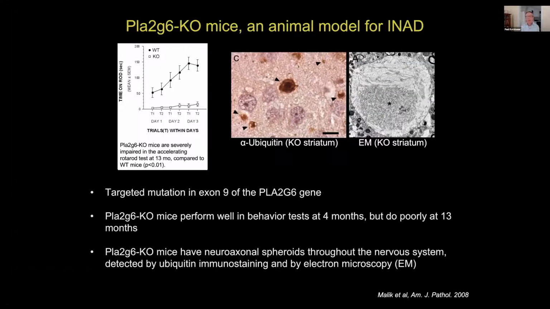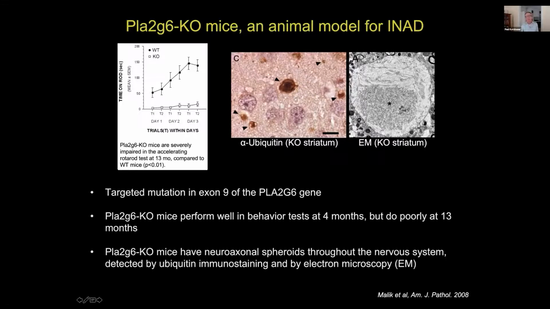We've looked in mice in terms of developing a mouse model and thinking about approaches to develop therapies. We described many years ago a mouse model that's different than the mouse model that Ahad and Manju are using for their gene therapy studies. This mouse model has a targeted mutation that deletes exon 9. It's been shown to be a null mutation, meaning essentially no PLA2G6 protein is detectable. These mice do well for many months, and it's only at about 13 months that you can see clear deficits in their motor function that we can measure on rotarod and other tests.